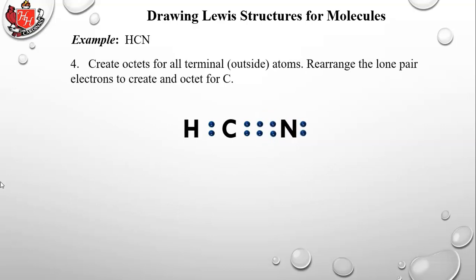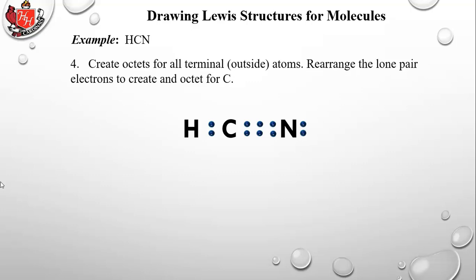And that's how you do it. Create octets for all terminal outside atoms. Rearrange lone pair electrons to create an octet for carbon. So the only way to do that, the only way to get that to happen, is to create a triple bond between carbon and nitrogen.